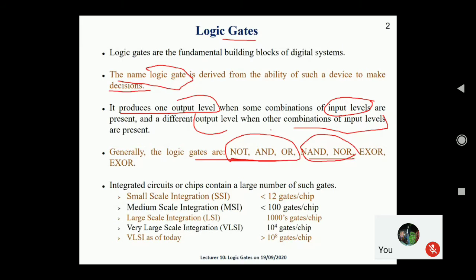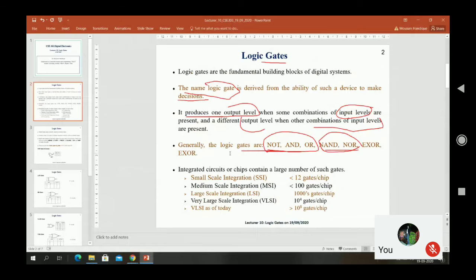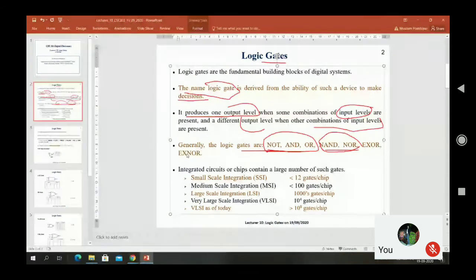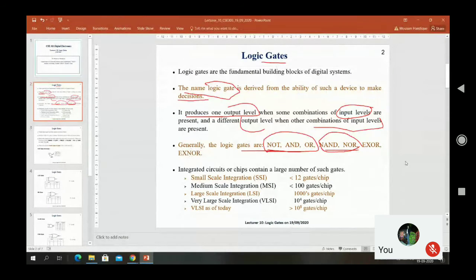Okay, some part here, it is XOR, or sorry, here there is some mistake. You can consider this one as XNOR. So there are some other particular gates, the XOR gate and the XNOR gate.